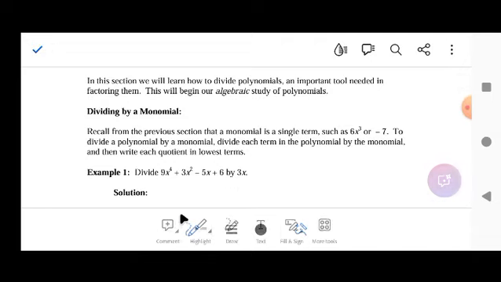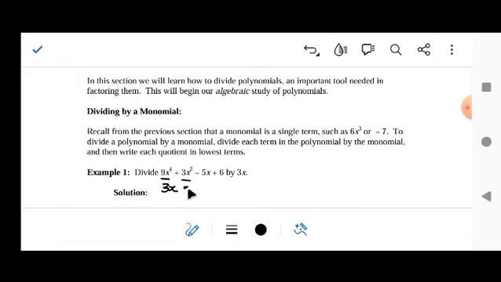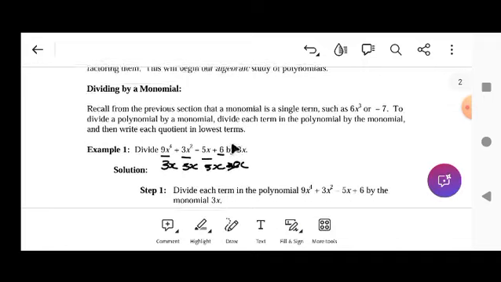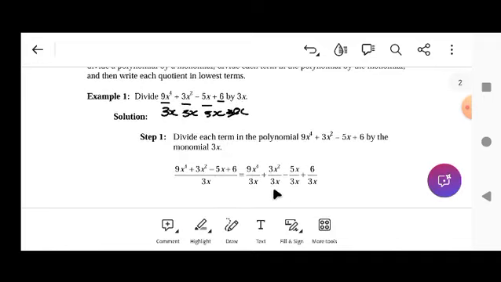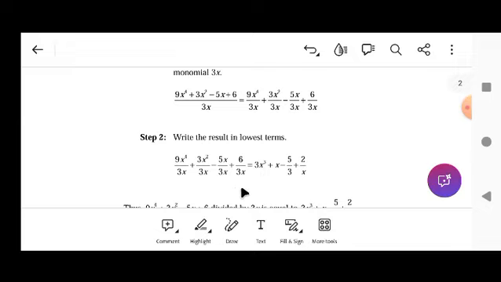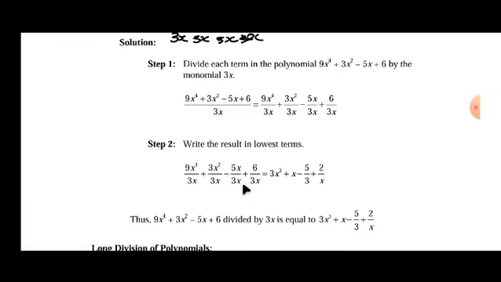Now this is straightforward, right? You can just divide here by 3x, divide here by 3x, divide here by 3x, also divide this constant by 3x, right? So this is straightforward. Anybody can do this, right? This is what they have done. You see, straightforward. Similarly, this can be broken down.